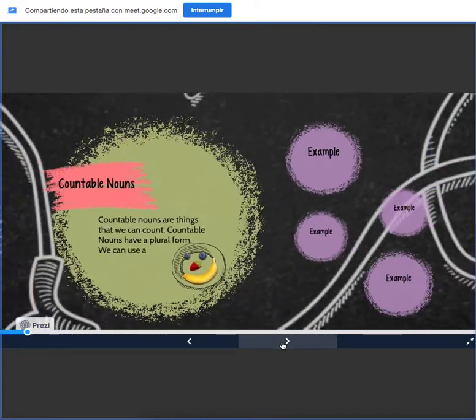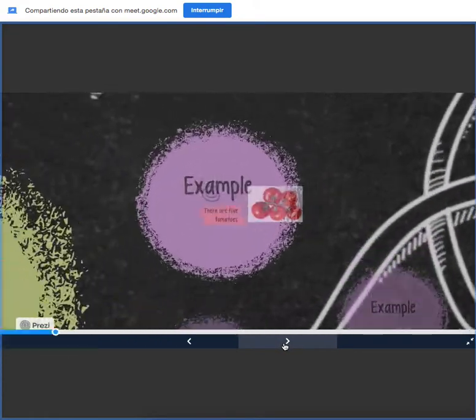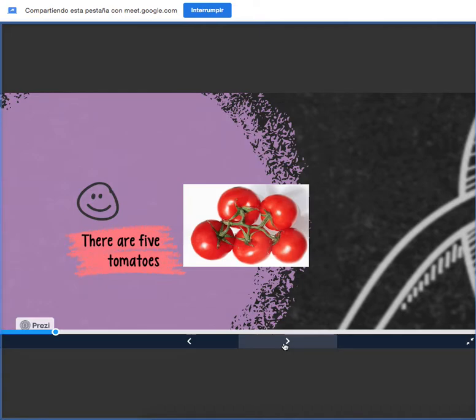Let's continue. I am going to show you an example. So there are 5 tomatoes. Hay 5 tomates, 5 tomatoes. Look at these guys. Usually you can use specific numbers with things that are countable. So you can say 5 tomatoes, 2 tomatoes, 1 tomato because it is countable.